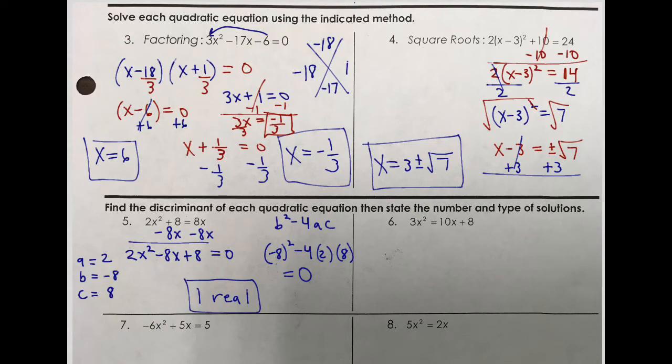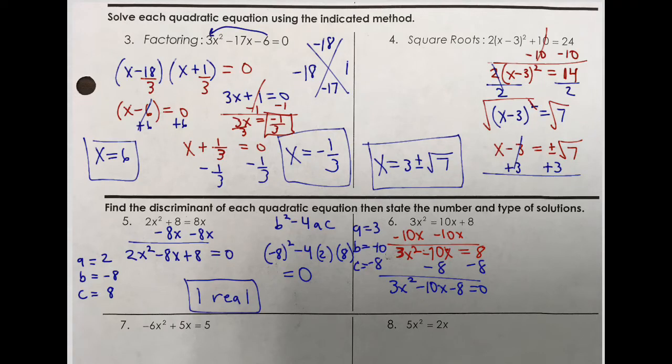It's pretty much the same thing. I mean, it is the same thing. So let's go ahead and do that. So minus 10x, 3x squared minus 10x is equal to 8. I want to subtract 8, 3x squared minus 10x minus 8 is equal to 0. Our a is 3, b is negative 10, and c is negative 8.